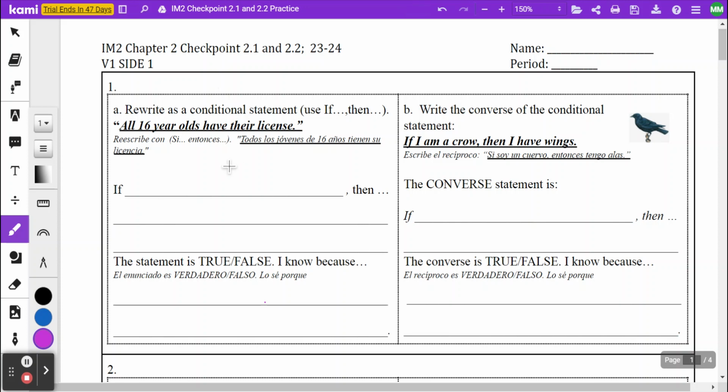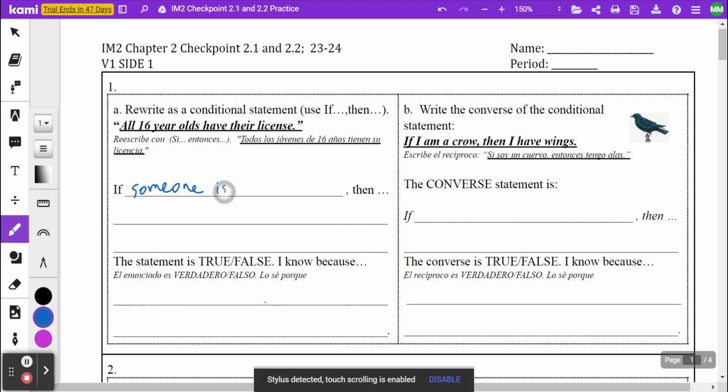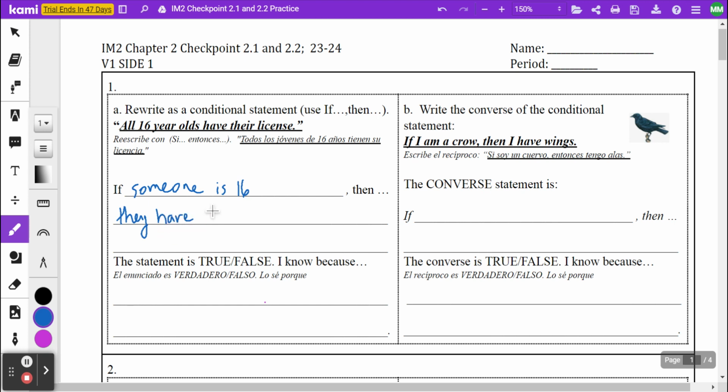All right. Number 1, rewrite as a conditional statement. Use if-then. All 16-year-olds have their license. If someone is 16, then they have their license. That's my if-then version of the statement.